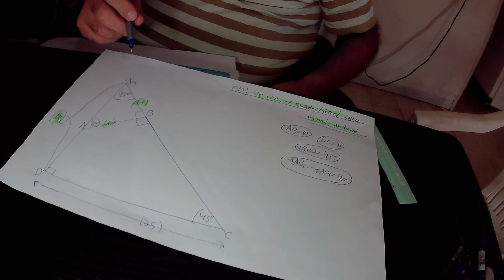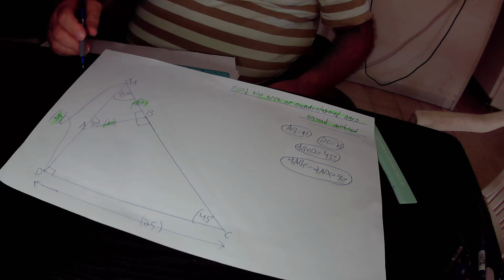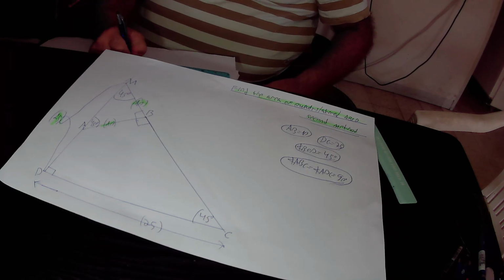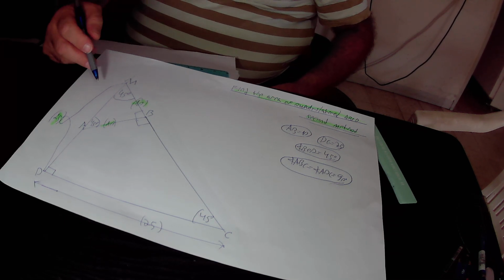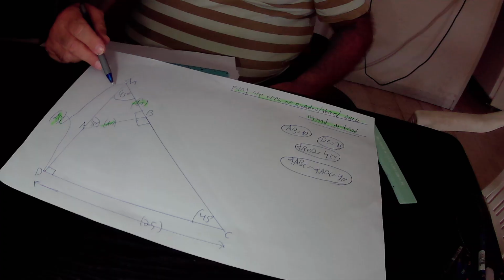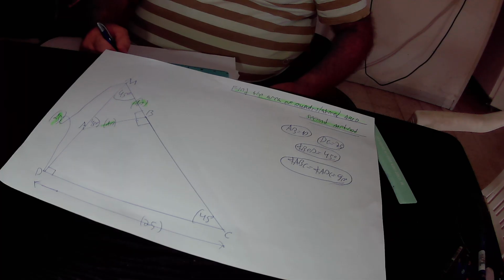DC is 25, times DM, which is also 25, so 25 squared over 2, minus the area of this small right triangle MBA. The area of this small right triangle MBA equals the base AB, that is 10, times the height MB, that is also 10, so it is 10 squared.